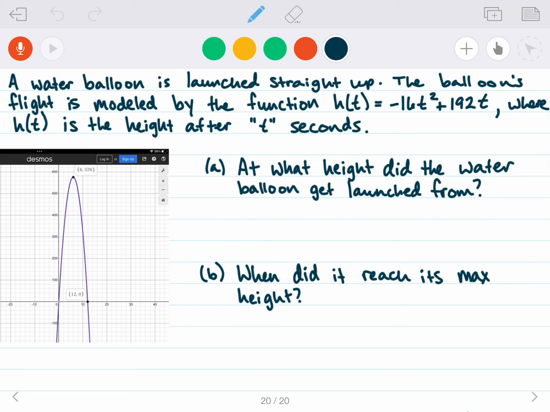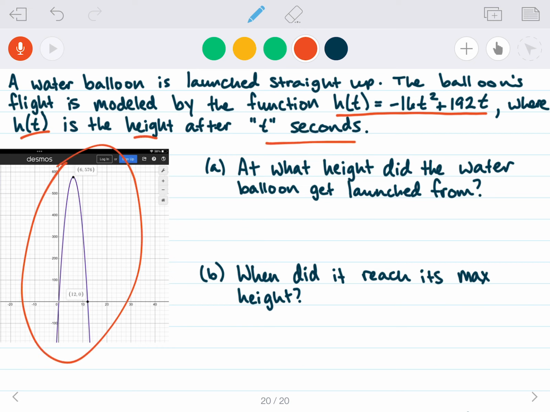All right, let's do one final example here. A water balloon is launched straight up. The balloon's flight is modeled by this height function right here, and h of t represents the height of the water balloon after t seconds. And I took the liberty of putting this function in Desmos so that we can get a little picture here.